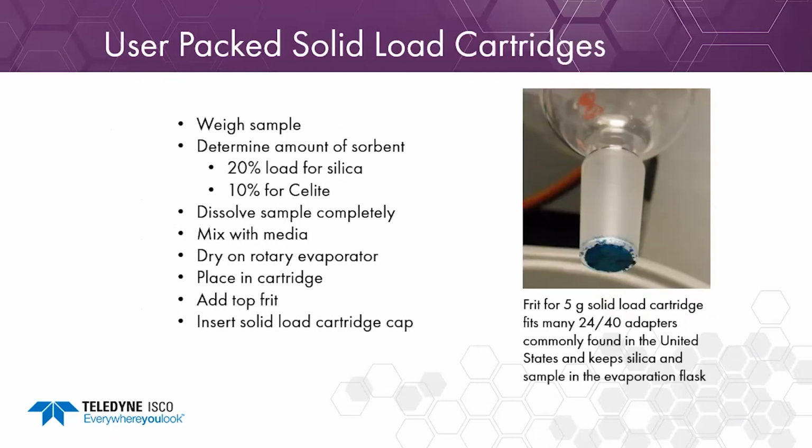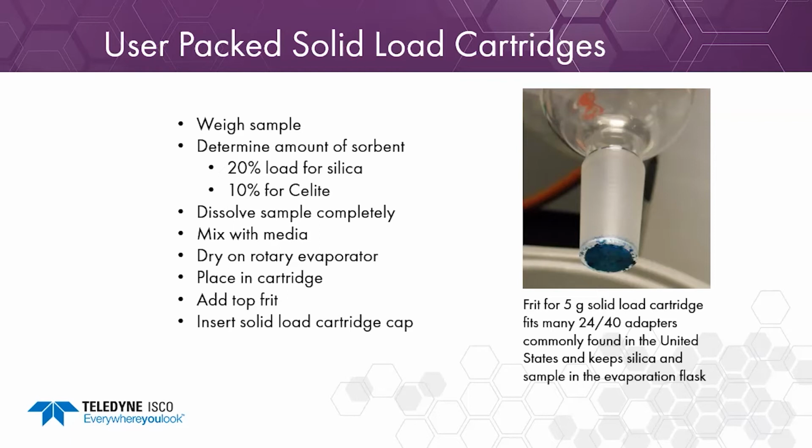So there's two types of solid load cartridges that you can use. You can pack them yourselves. To do that, you basically have an empty solid load cartridge. You would weigh your sample, and if I had 5 grams of sample, that would determine how much silica I would need. So I would need to be using about 25 grams of silica to load that onto my solid load cartridge.